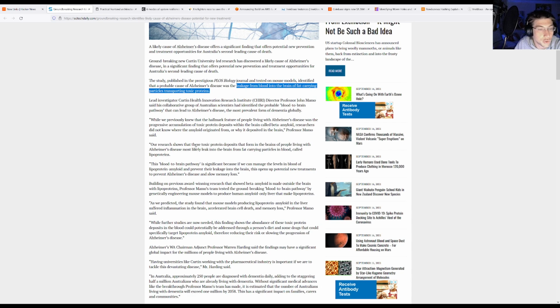So now the research shows that this toxic protein, the amyloid, deposits that form in the brains of people living with Alzheimer's most likely leak into the brain from fat-carrying particles in blood, called lipoproteins. Wow.